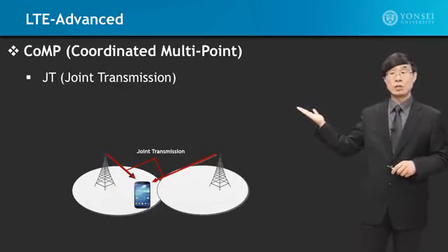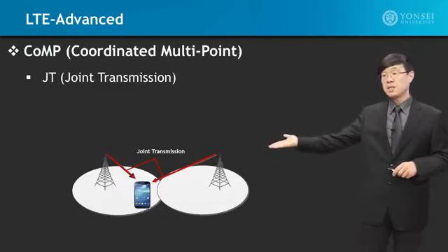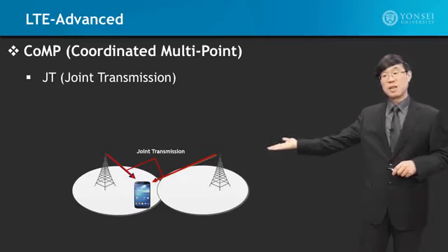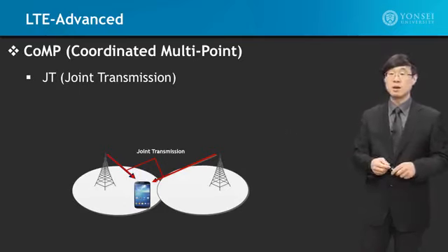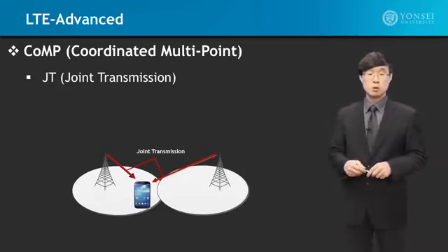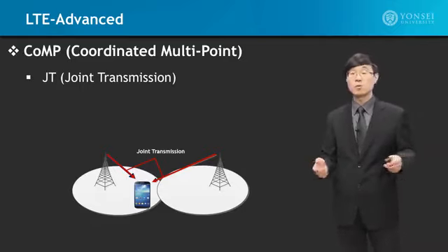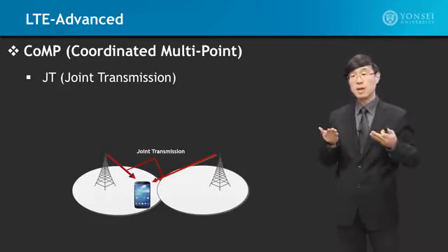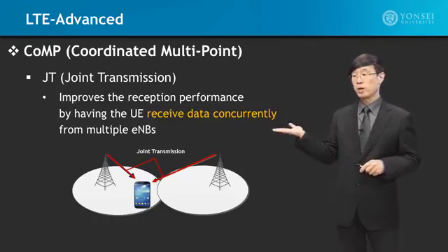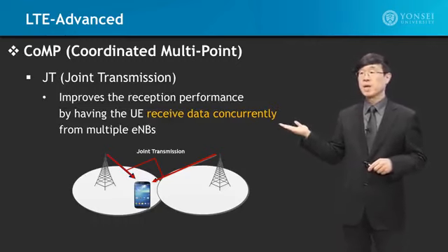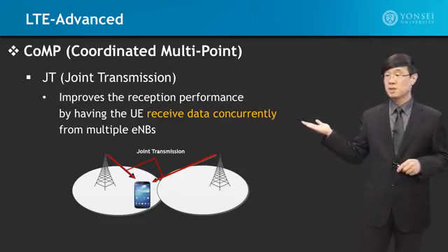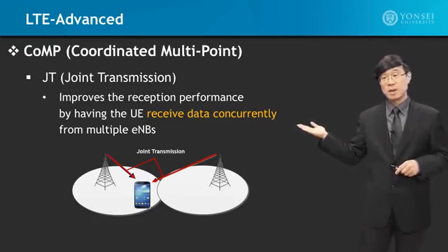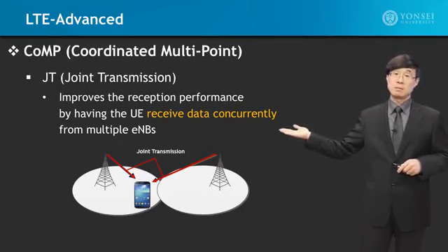Then there's joint transmission, where this base station and the other base station are coordinating their signals together such that the UE, the user equipment device, your smartphone for example, is receiving both and supporting communication at high data rates. This improves the reception performance by having the UE receive data concurrently from multiple eNodeBs.